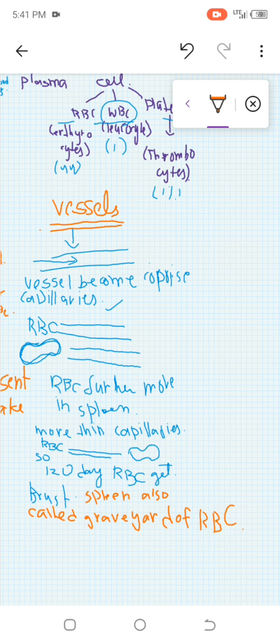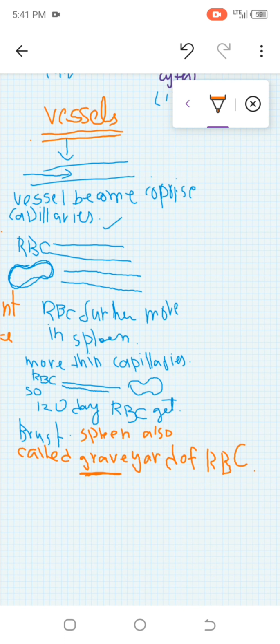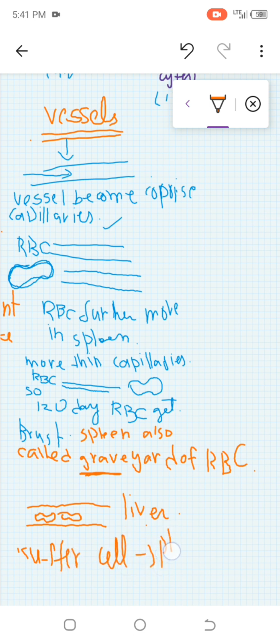Okay, so the deoxygenated blood is taken by the liver. The blood which comes from the spleen is taken by the liver. In this blood we have a few destroyed RBCs. In the liver we have one cell, the Kupffer cell, which is a phagocytic cell.